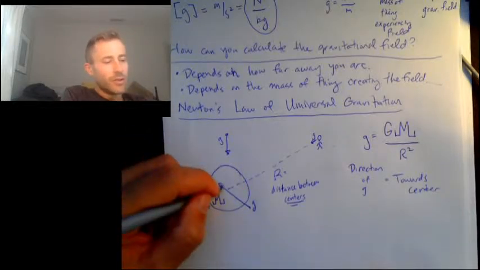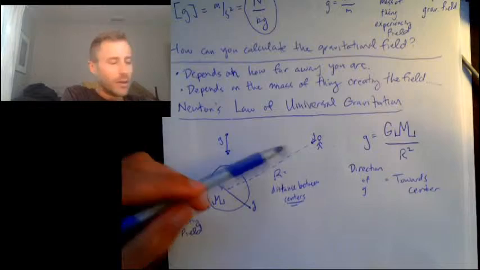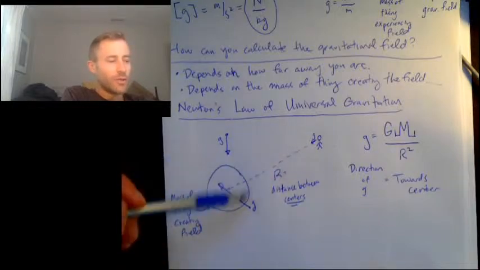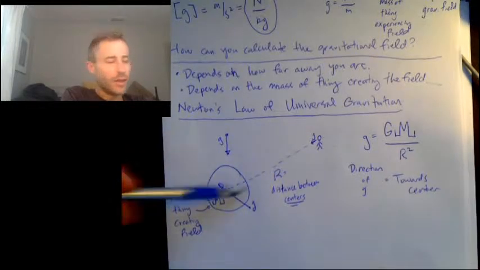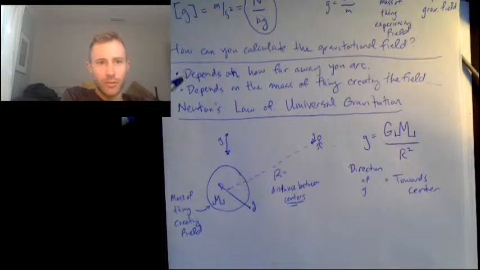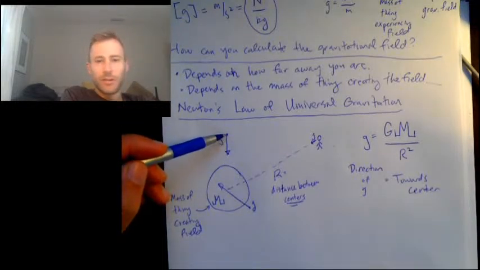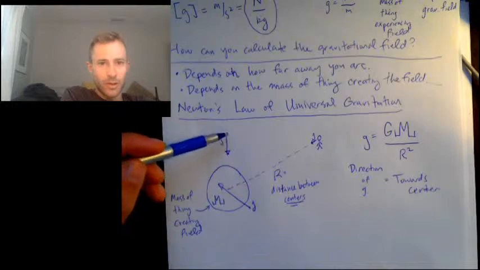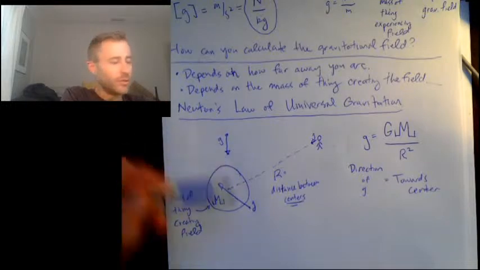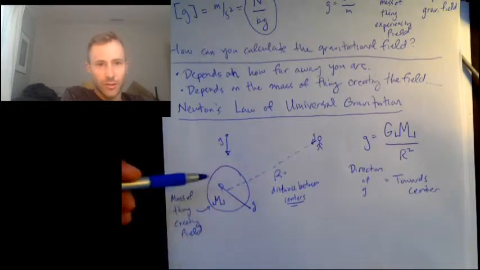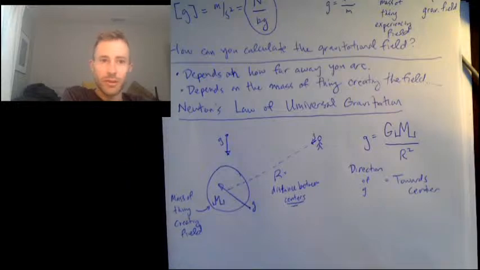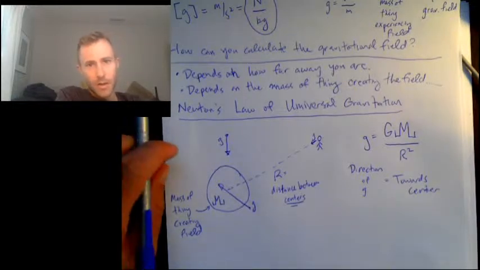Now, I drew these arrows as different sizes because this astronaut is the farthest away from the center of the planet, so it has the smallest gravitational field arrow. This one is the second closest, so it has a medium length gravitational field, and this one is the closest, so it has the longest arrow representing the strongest gravitational field.